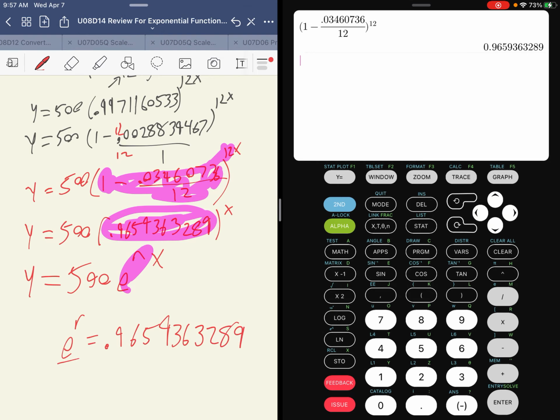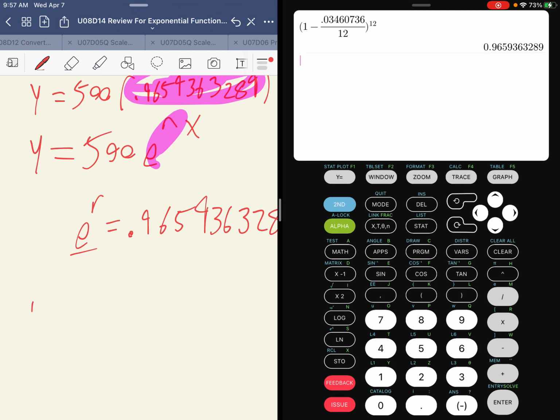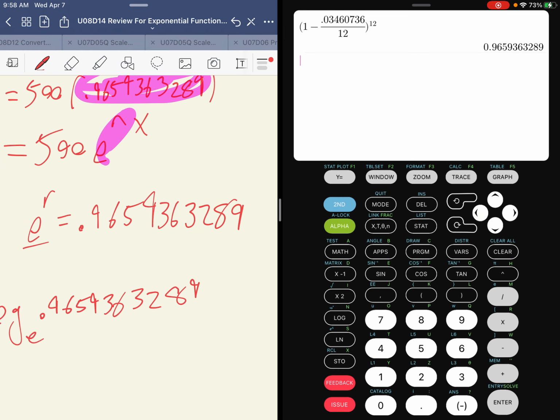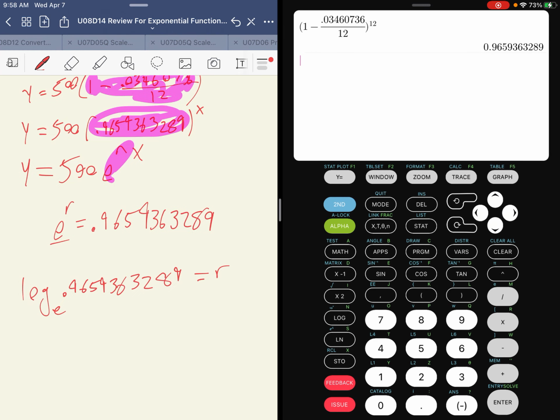So this is our base. So we're going to write log base e of 0.965936328 is equal to r. So this is going to calculate our r when we just type this into our calculator.